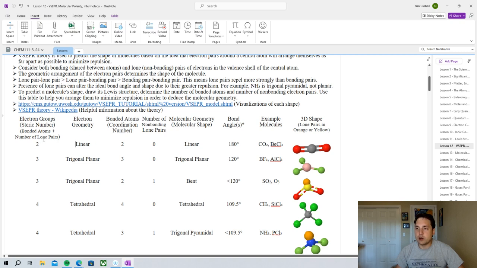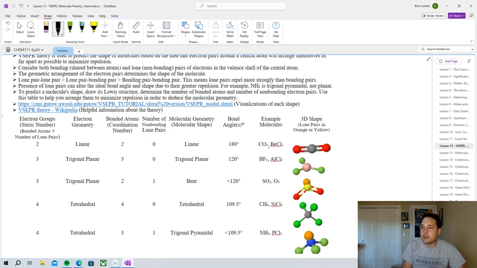When the sum of those two numbers equals 2, that's a linear electronic geometry because there's two bonded atoms and there can't be any non-bonding lone pairs there, so that would be 0. The bond angles will be 180 degrees, and I give you a couple example molecules to remember what the geometry should be.